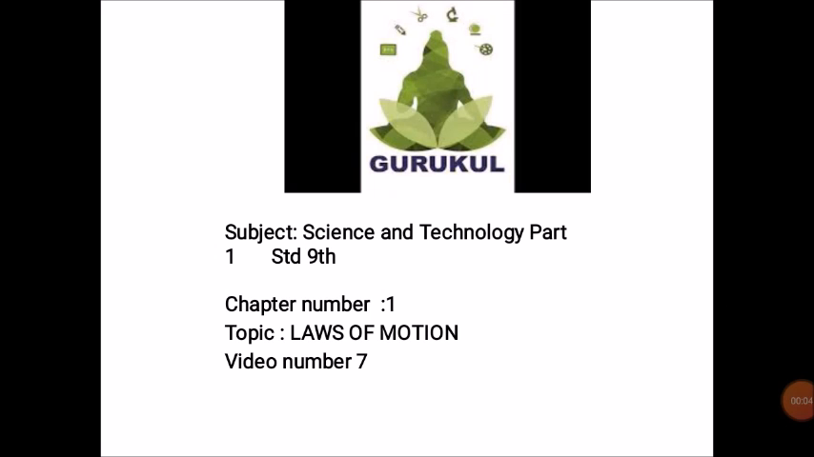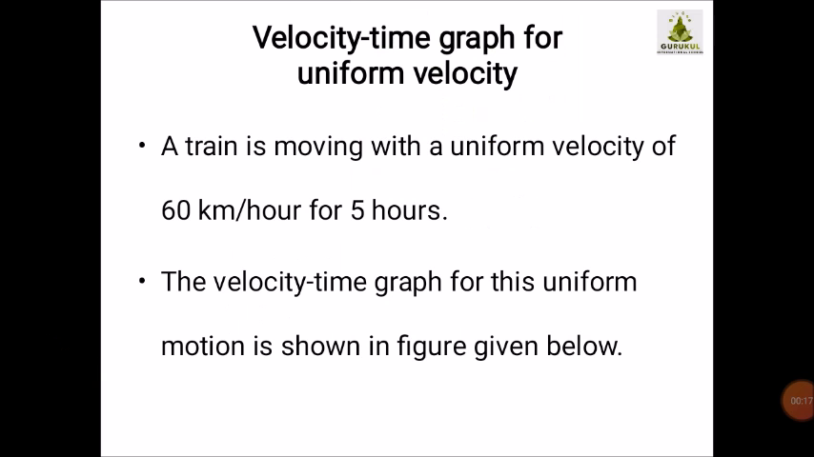Children, today we are going to study the next concept of your Science and Technology Part 1, chapter number 1, laws of motion. Today we are going to study the concept of the velocity-time graph for uniform velocity. Means now we are going to study a little bit about the graphical presentation of velocity and time. How we can study, with the help of a graph, whether the velocity is a particular uniform velocity or a non-uniform velocity.